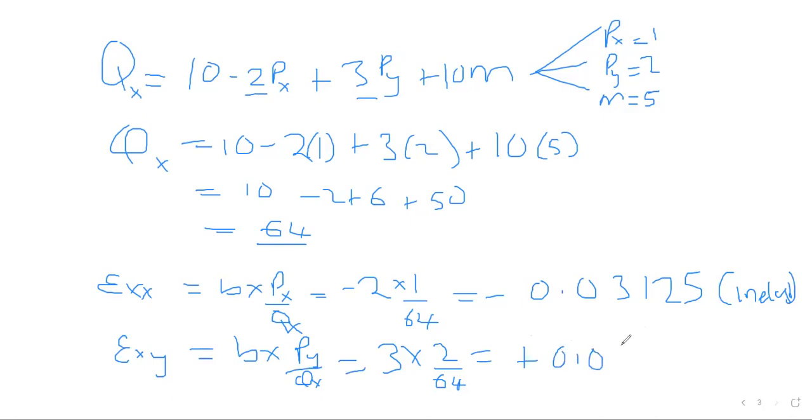So we said for cross price elasticity, our key thought there is on the sign. If the sign is positive, we call that a substitute good. If the sign is negative, we call that a complementary good.